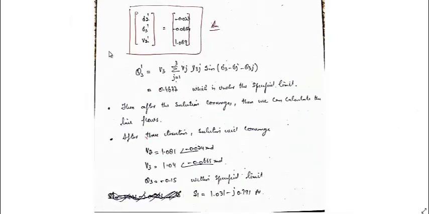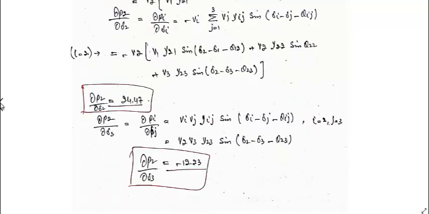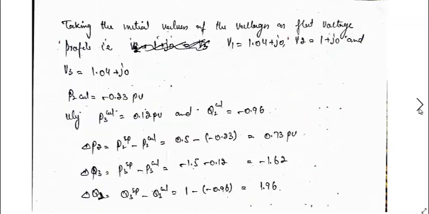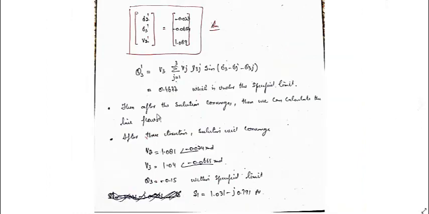Now we'll calculate Q3, that is the value of the reactive power of the third bus, which is a PV bus. When we calculate it, for this iteration it comes out to be 0.4677, which is under the specified limit. You can see from the specified limit which we have calculated, that it comes out to be within the limit. So for this iteration, bus 3 will remain as a PV bus. The solution will converge.